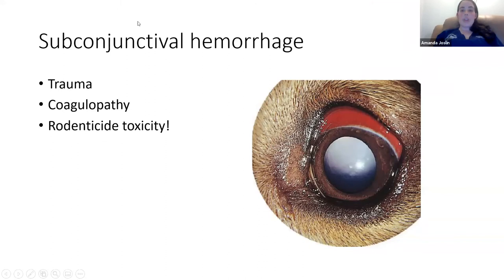And then subconjunctival hemorrhage. It can be for different reasons. It can be from trauma, so if there are dogs wearing a choker or got hit by a car, anything like that. It can also be the only sign of rodenticide toxicity. So if you have a dog with bleeding around its eye, it's definitely important to ask that question so we know if we need to treat it more or not.